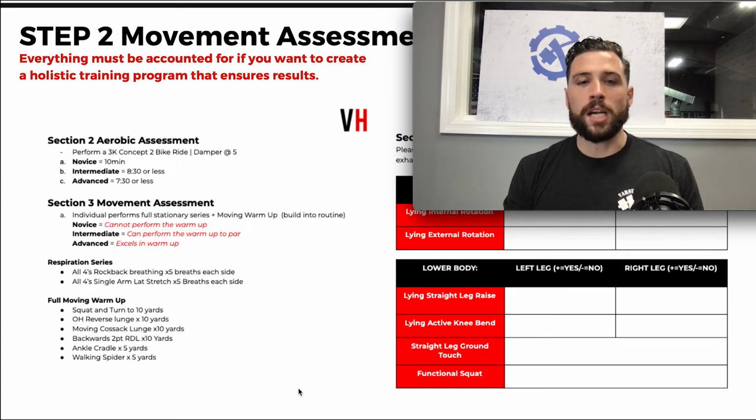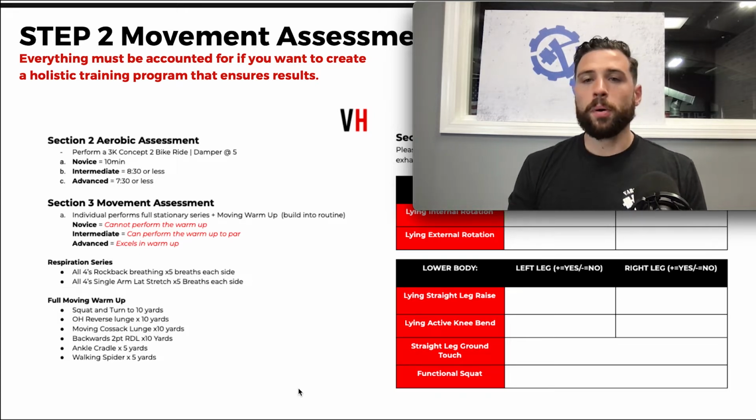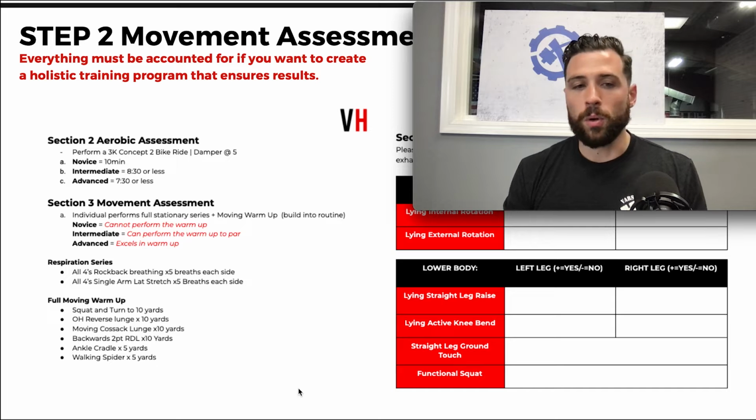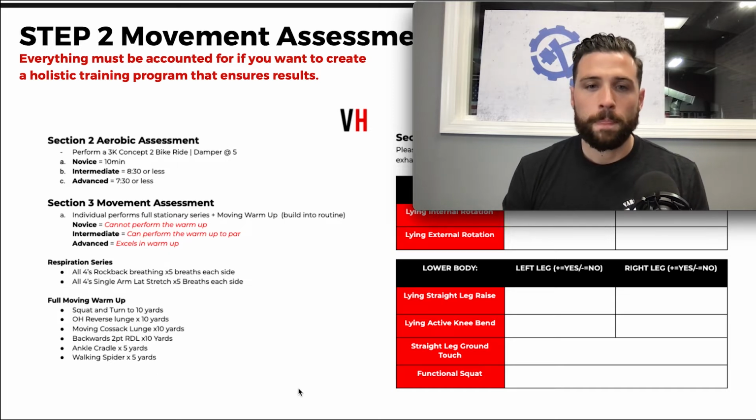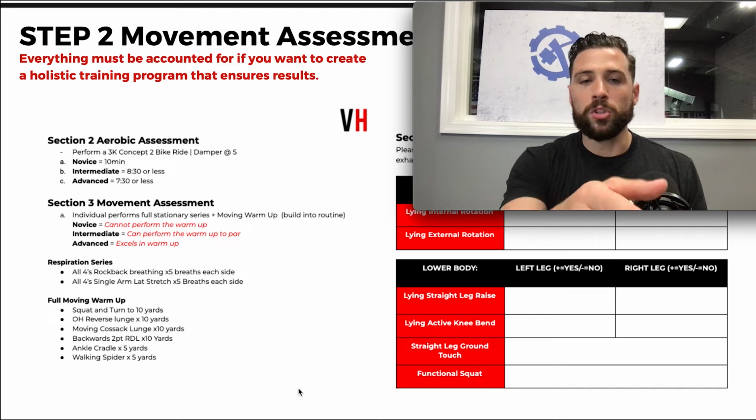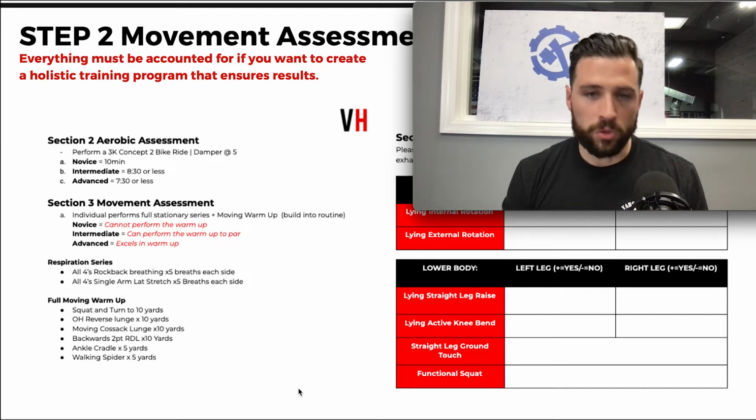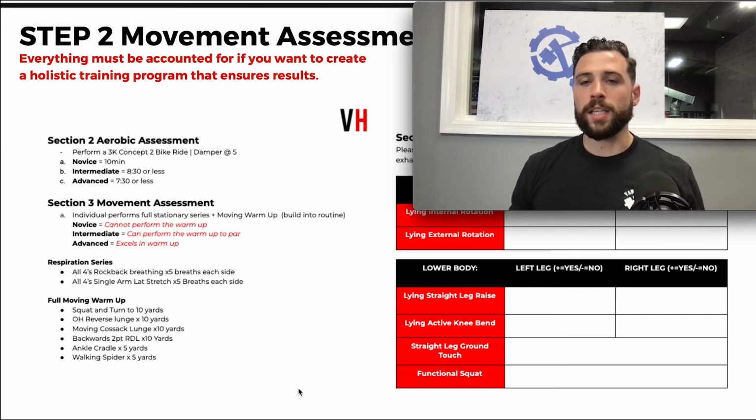Section 3, a movement assessment. So there's 2 parts here, respiration series and full movement warm-up. Now, here's what's important. You see I have in parentheses, build into routine. At Varsity House here, we have all athletes perform a basic stationary warm-up that's a series of checks and balances to see how they're feeling.